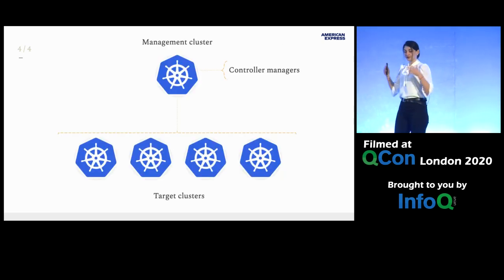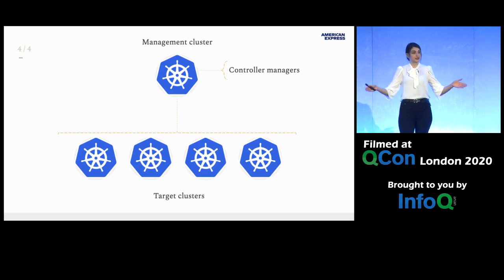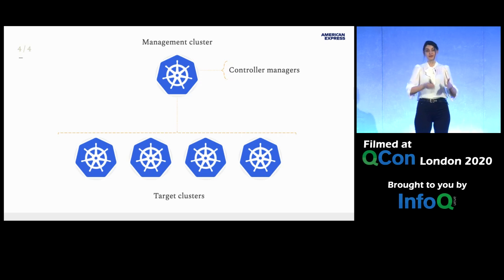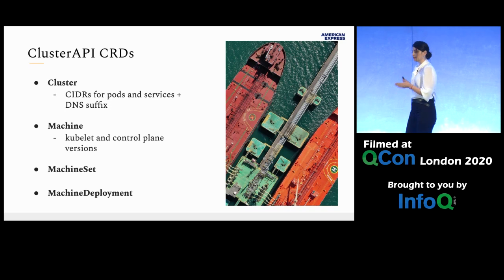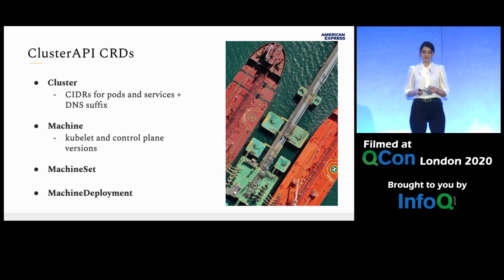Once we have our controller managers up and running, so our dependencies are there, we'll be able to provision our target clusters. And these are going to be the clusters we're going to deliver to our users and developers. I would like to introduce the resources introduced by Cluster API because I'm going to use one of them to showcase an example later on.